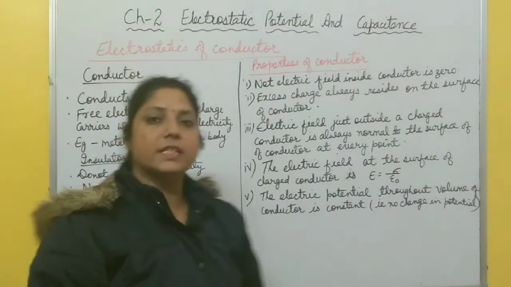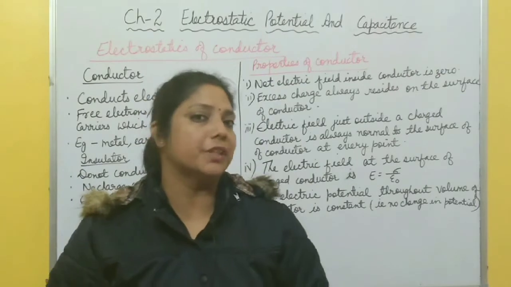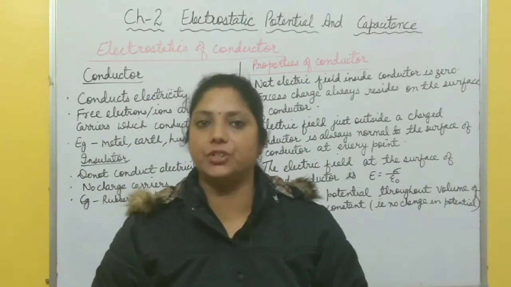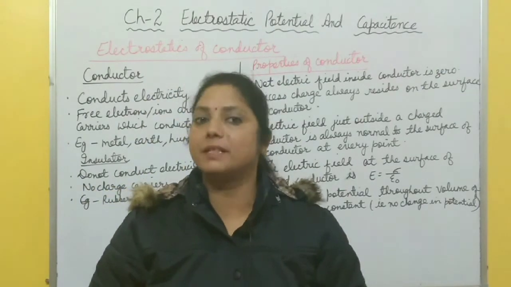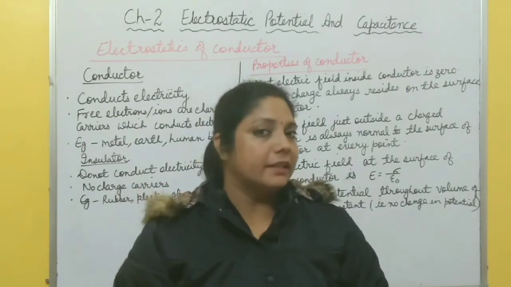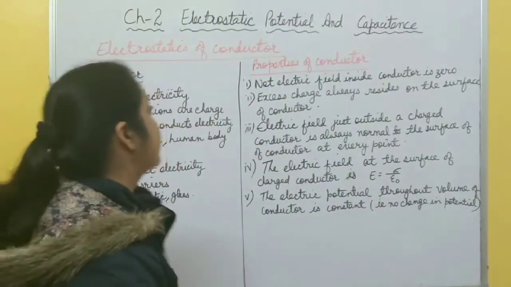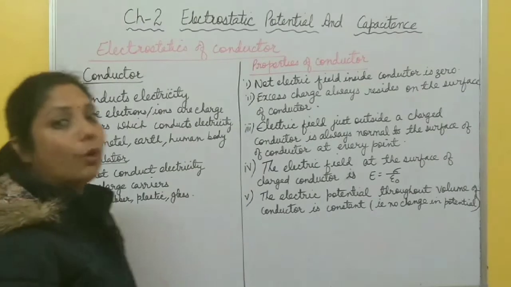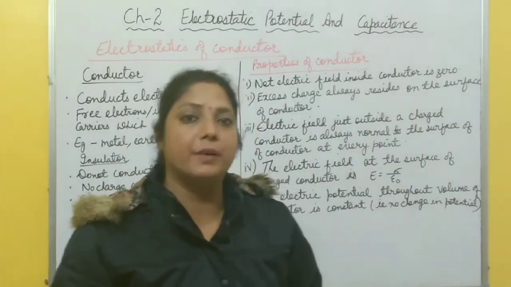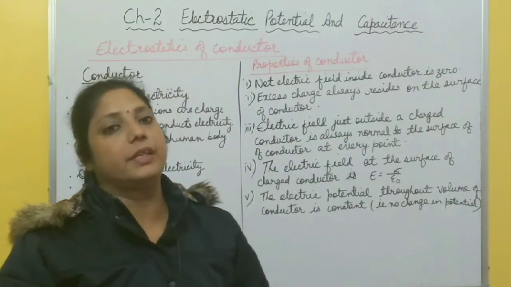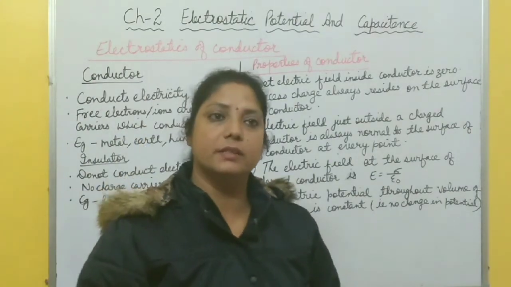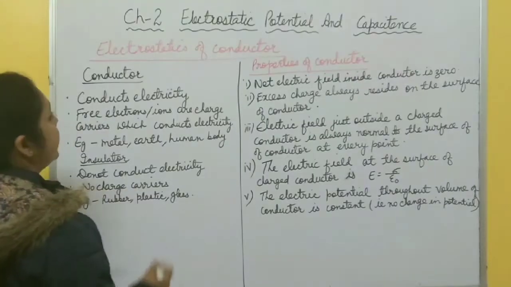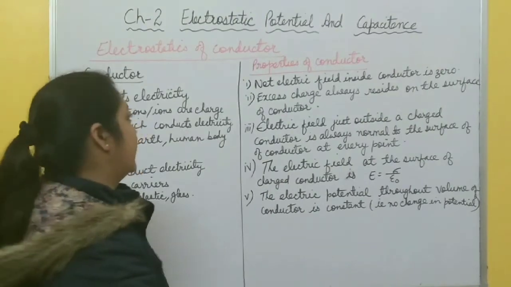So now this first half of the chapter is over, that is about electrostatic potential. The next half is about capacitor and capacitance. In this one, first I will discuss conductors: what is a conductor, and what are the different properties of conductors. Then we will discuss capacitor and capacitance, right? So the first topic is electrostatics of conductors.